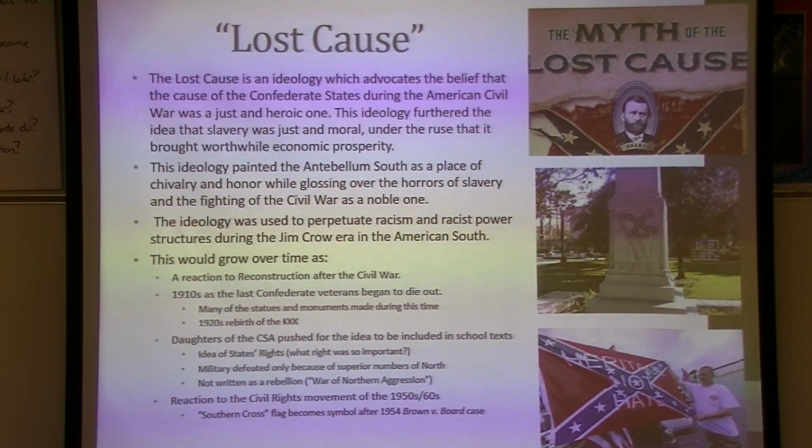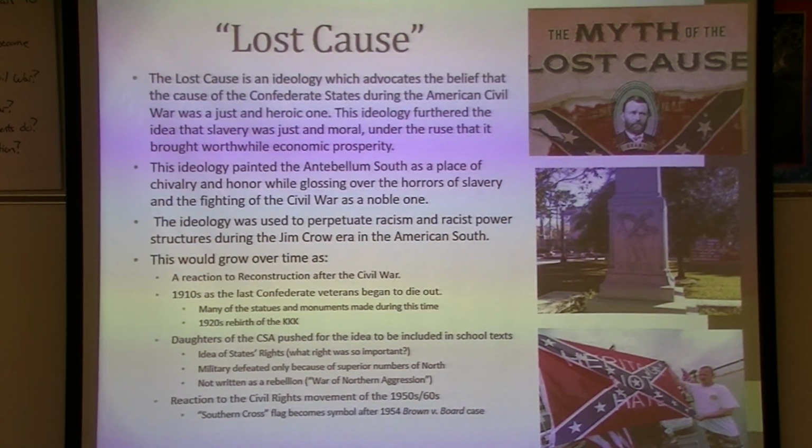What happened, and the reason why this Lost Cause will come about, will be first of all at Reconstruction after the Civil War and a backlash against the Northern occupation of the South. A lot of things, where today we have the debate over Confederate statues. In the early 1900s, this is where most of those statues were built.